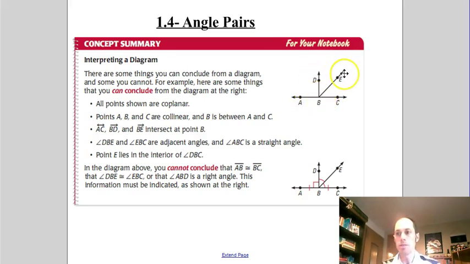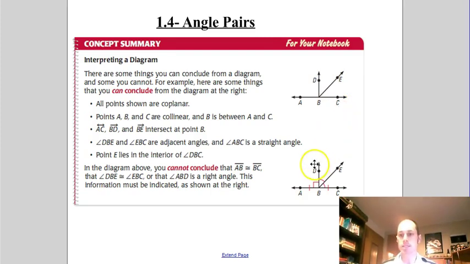We can assume that angle DBE and angle EBC are adjacent angles. Adjacent angles, I mentioned in a previous lesson, are ones that share the same ray. Okay, and we can say that ABC is a straight angle since it forms a straight line. We can say that point E is somewhere in the interior of angle DBC. Interior just means it's inside of, here's where we're measuring that angle. Okay, that's what we can say.